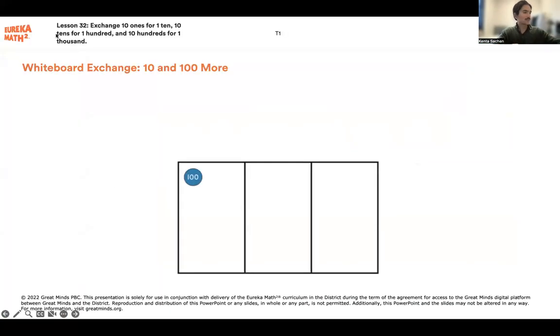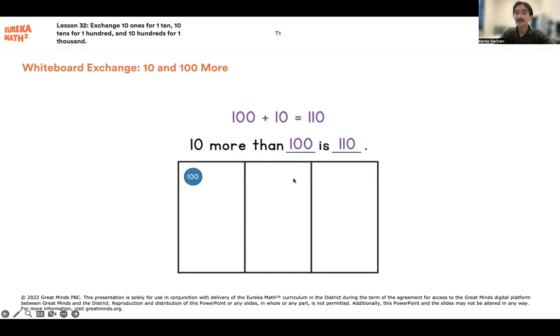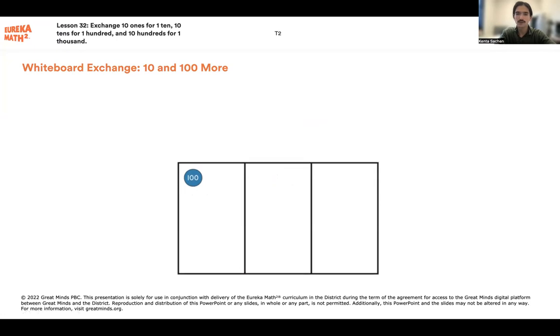Okay, so let's start by looking at this number right here. Right? We have 100. And if we add 10 to 100, we get a 110, right? Because you can see that 10 more than 100 is 110. Just like that. Okay. We started with just 100. We added 10 to get 110, just like we were doing last week.